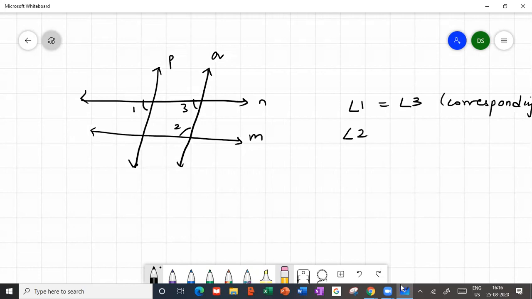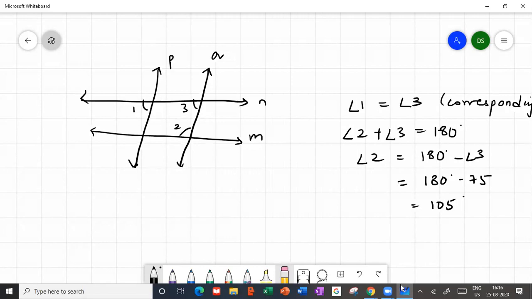Correct. Or basically angle 2. 105. Correct. Co-interior angles sum is equal to 180. So angle 2 is equal to 180 minus angle 3, which is equal to 180 minus 75.